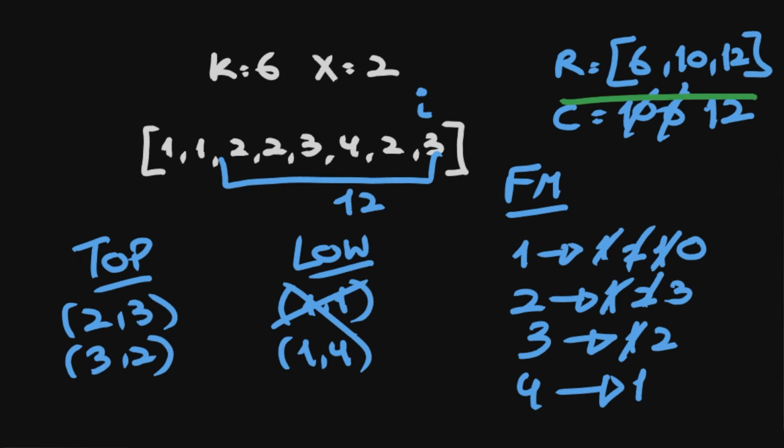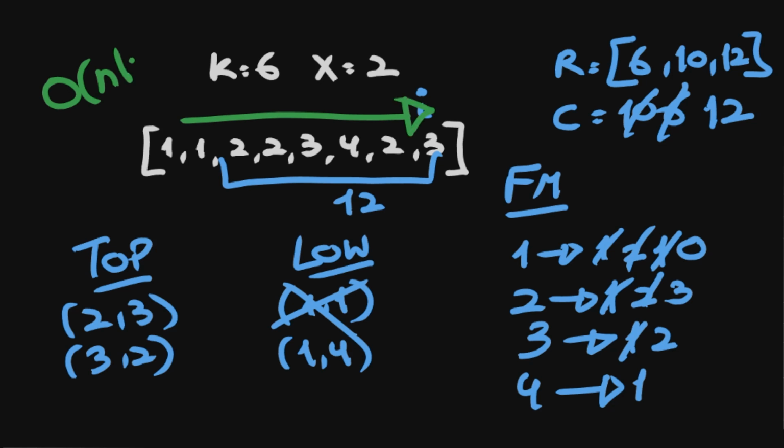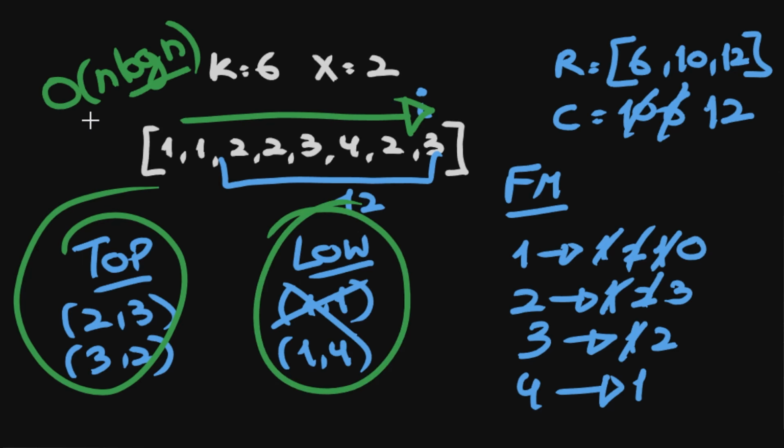So finally we return this. Here the complexity will be big O of n because we need to iterate this, log n, because this is the required time for operations in sorted lists. And space complexity will be big O of n. So with this in mind, let's go with the code.